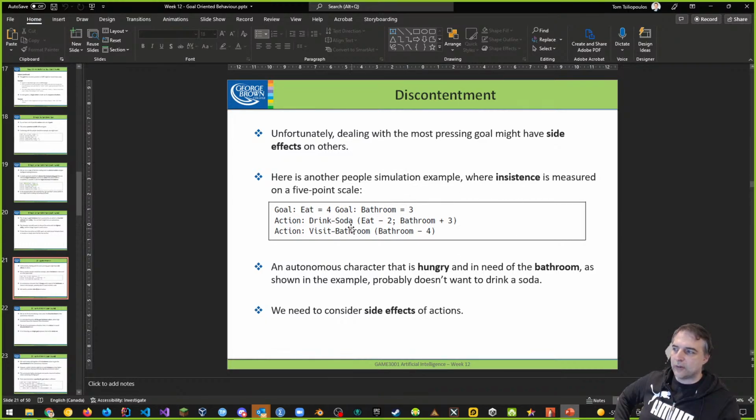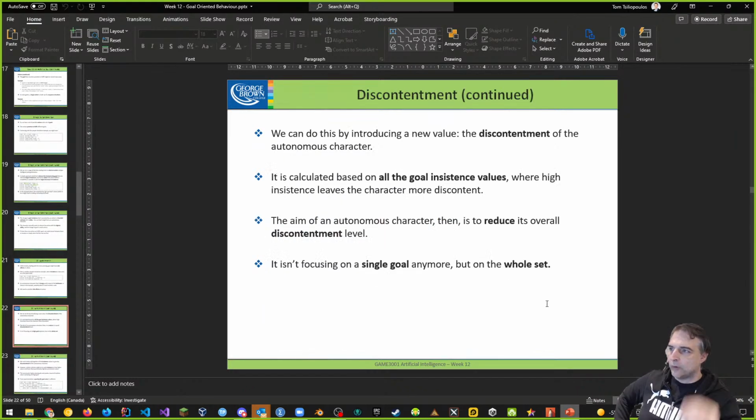And how do we take into account multiple goals where we want to service the one with the highest insistence, but yet we have other goals too? And taking an action is going to influence not just one goal, but two. It might serve both, but also negatively influence the other one. Okay, so what do we do?